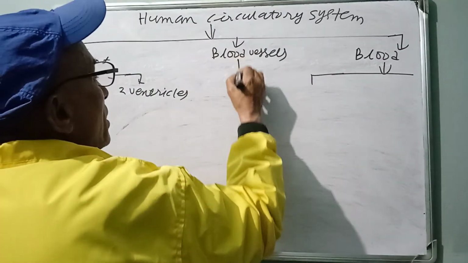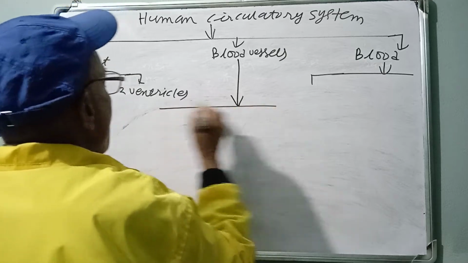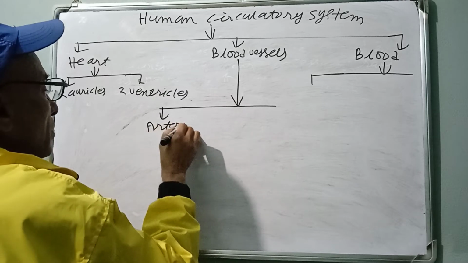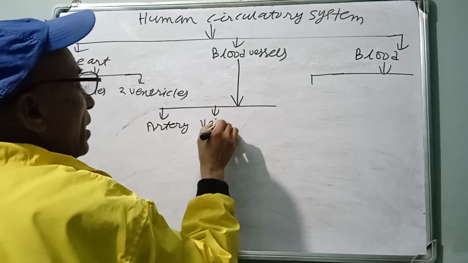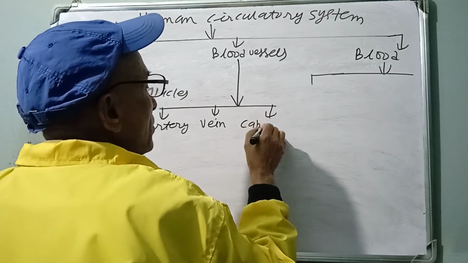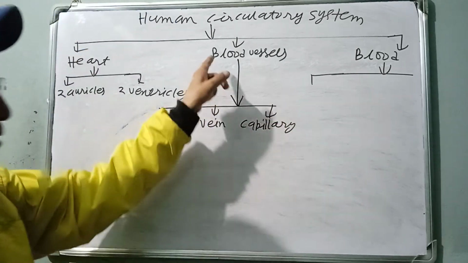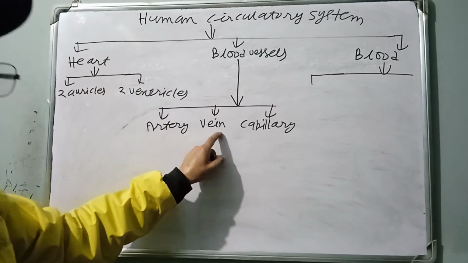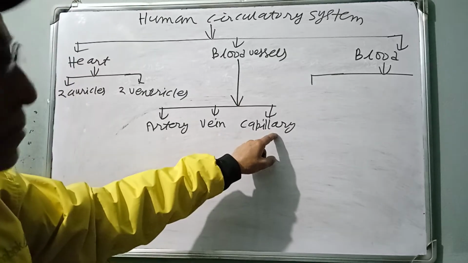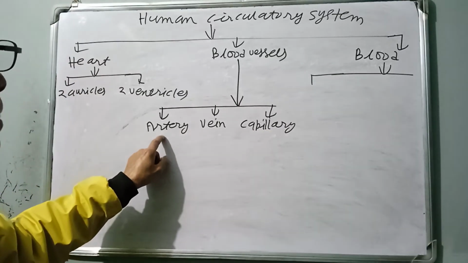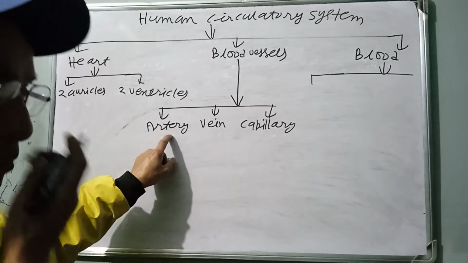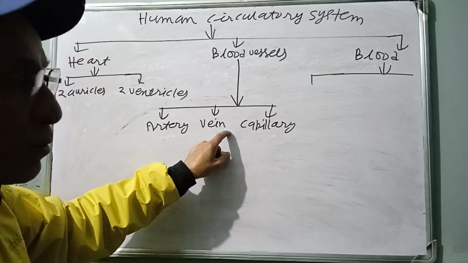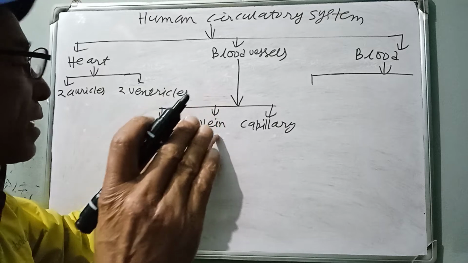See, blood vessels are of 3 types. Largest to smallest: artery, vein and capillary. Blood vessels are the tubes through which blood flows. The largest one is artery, vein medium size and capillary smallest size. Arteries branch to form arterioles. Veins branch into venules and veins combine to form vena cava.